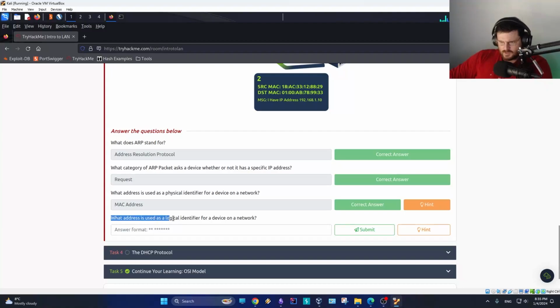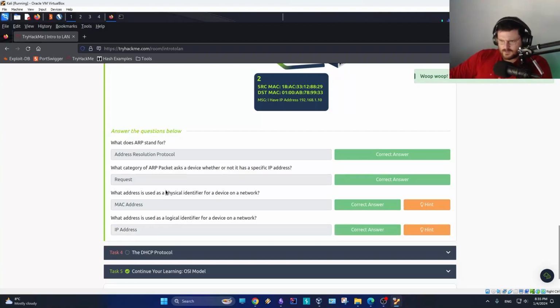What address is used as a logical identifier? Now this is the IP address, right? So here we have the physical identifier and a logical identifier.